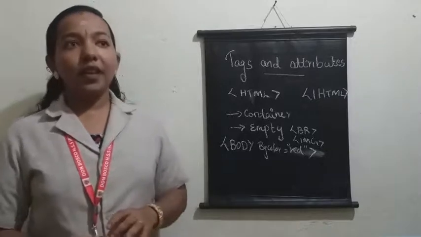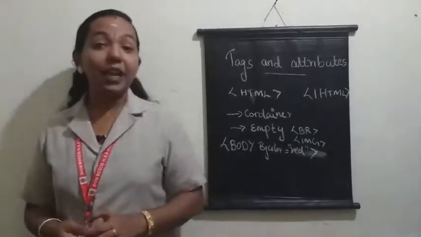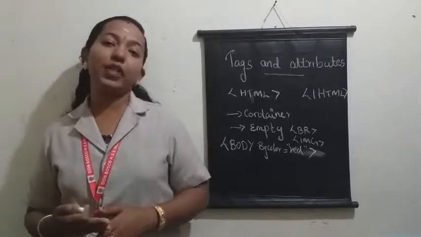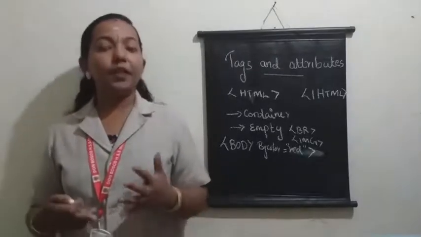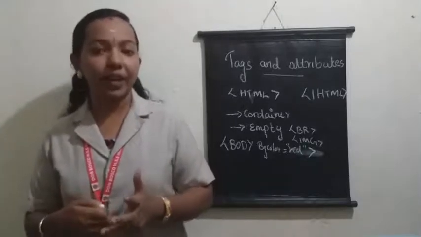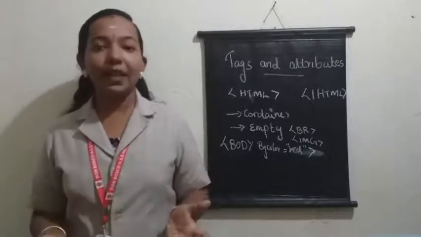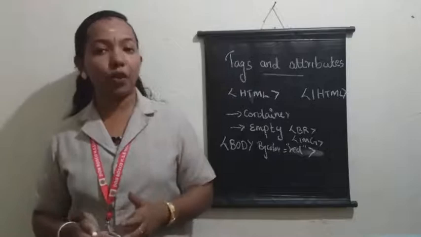Next one is elements of an HTML document. What are the commonly used elements that we already learned in the previous video? What will be the first element? The HTML tag, because every HTML program starts with the HTML tag. The HTML tag is a container tag. If you are opening HTML, definitely you want to close the tag.